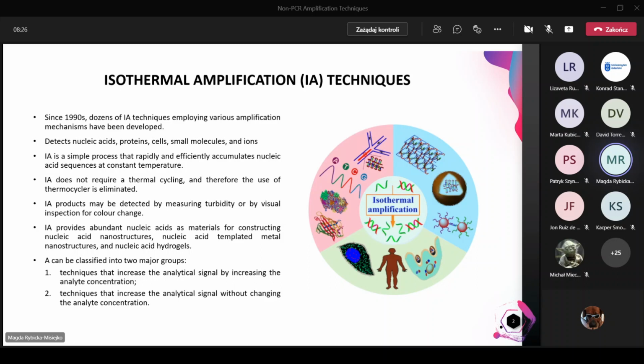Isothermal amplification provides abundant nucleic acids as materials for constructing higher order nucleic acid nanostructures, nucleic acid templated metal nanostructures, and nucleic acid hydrogels, which hold really great promise in biosensing, bioimaging, and nanomedicine. Also, real-time readings of amplification are possible with these methods, and amplified products can be detected by measuring turbidity or by visual inspection for color change. This capability eliminates the need for gel electrophoresis.